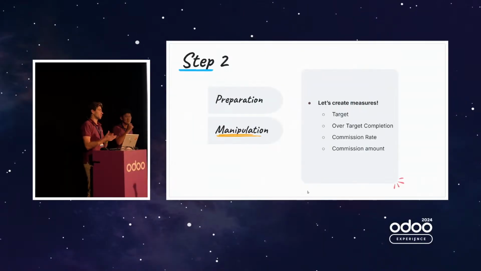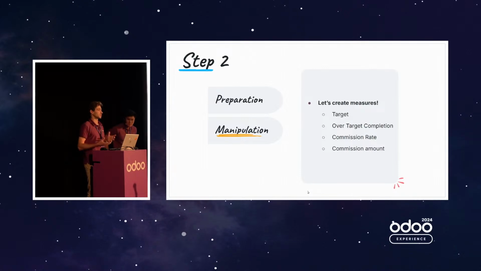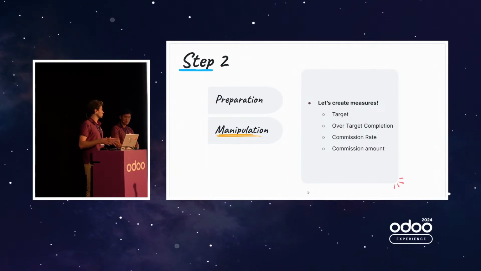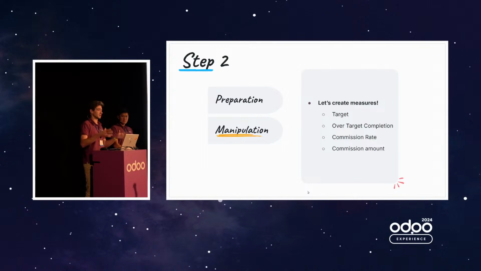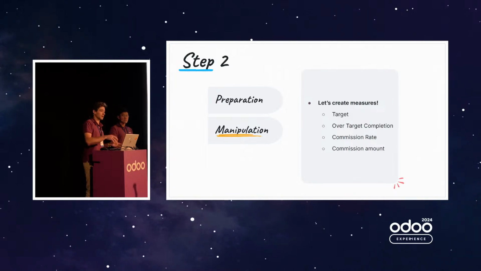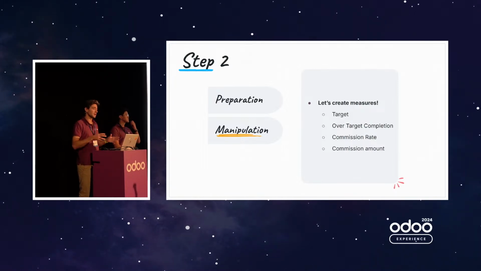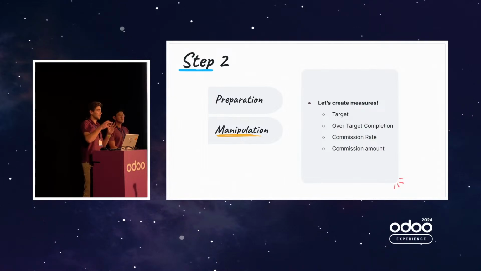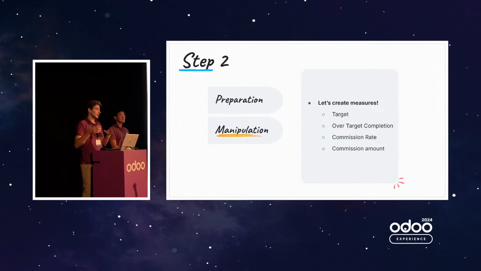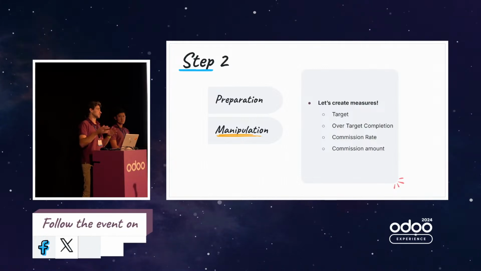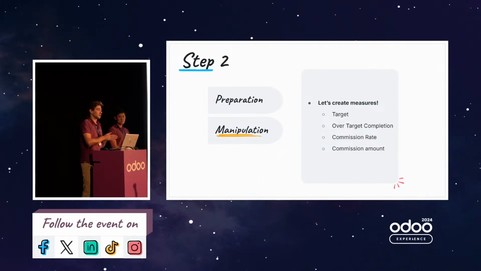But now we're going to go over the second part, which is the most interesting part. We are going to process the information that we set here. So we just took the target, we took the past data, and now we want to use this data to actually compute the commissions.